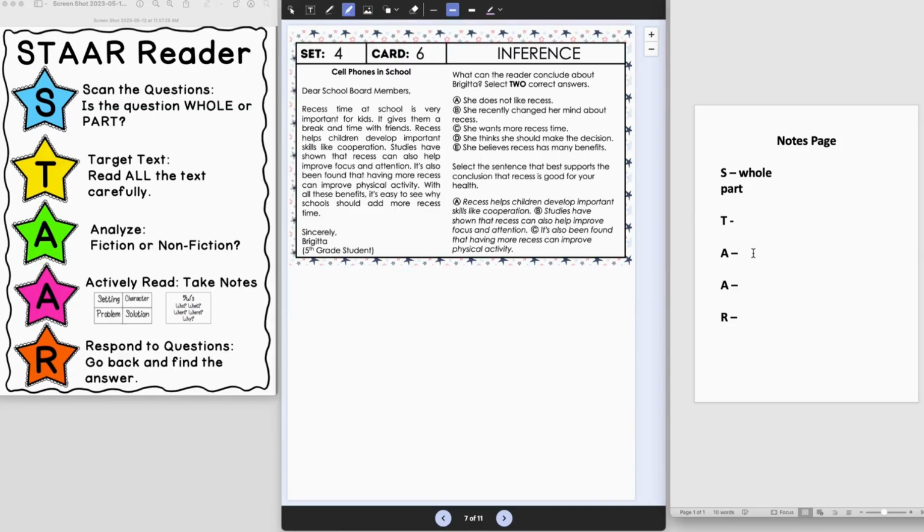So here we can see that this is kind of nonfiction-esque. It's a letter that this student wrote to the school board asking for more recess. As we're reading, we're going to think about who, what, when, where, and why.